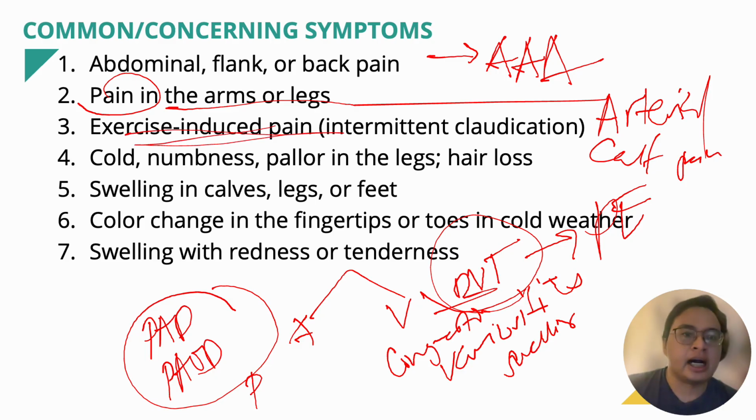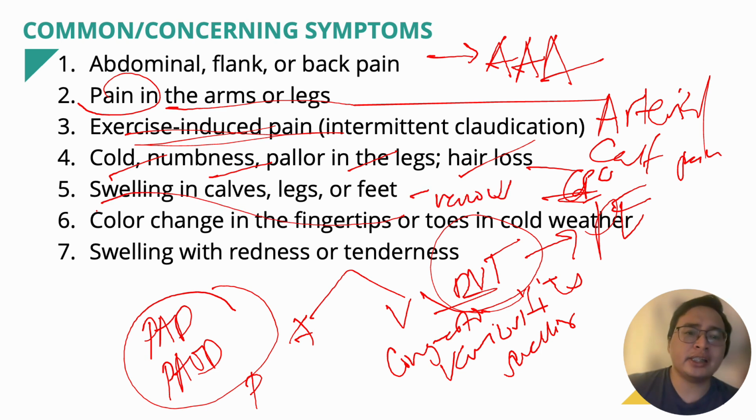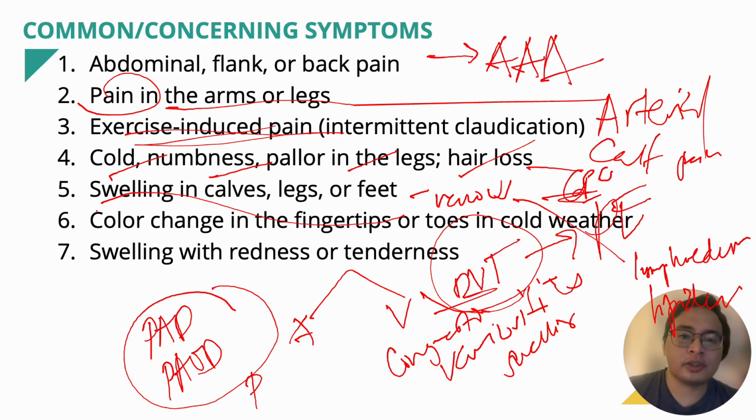Okay. Aside from exercise-induced pain, another manifestation of arterial disease is cold, numbness, and pallor in the legs, as well as hair loss. Later, we're going to learn about the 6 P's of arterial disease. Okay? Swelling in the calves, legs, or feet is most likely venous. But it could also be what we call lymphedema, which is a problem with your lymph nodes, or lipedema, which is because of your excess fat, there's a swelling in your extremities.